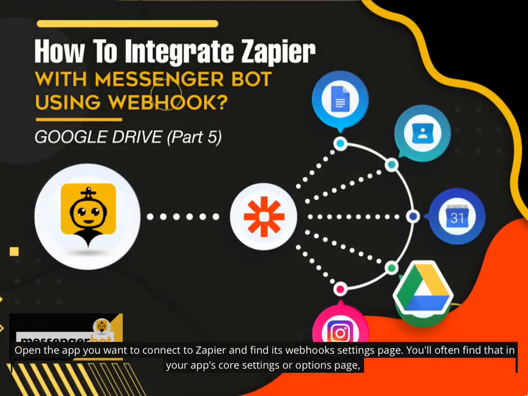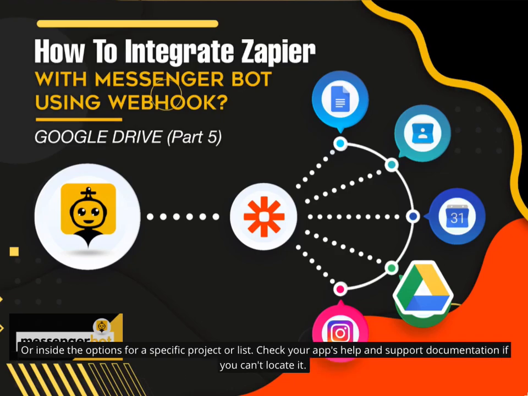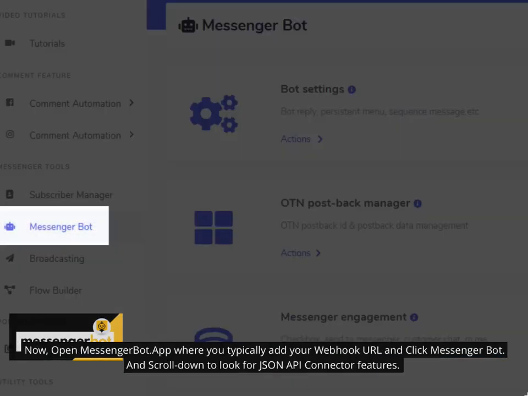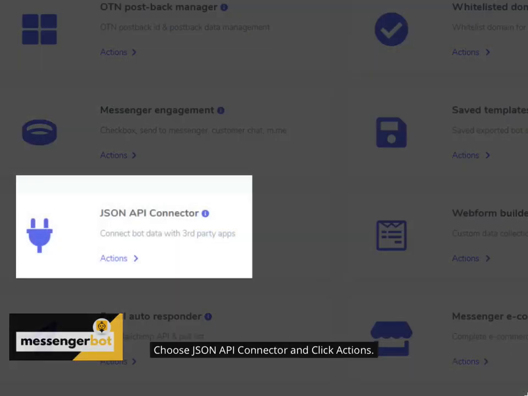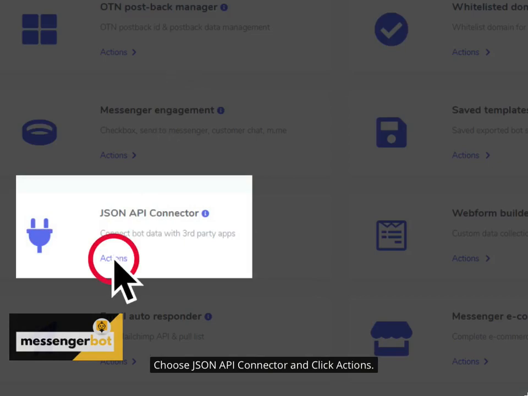Open the app you want to connect to Zapier and find its webhooks settings page. You'll often find that in your app's core settings or options page, or inside the options for a specific project or list. Check your app's help and support documentation if you can't locate it. Now, open messengerbot.app where you typically add your webhook URL and click Messenger bot. And scroll down to look for JSON API connector features. Choose JSON API connector and click Actions.